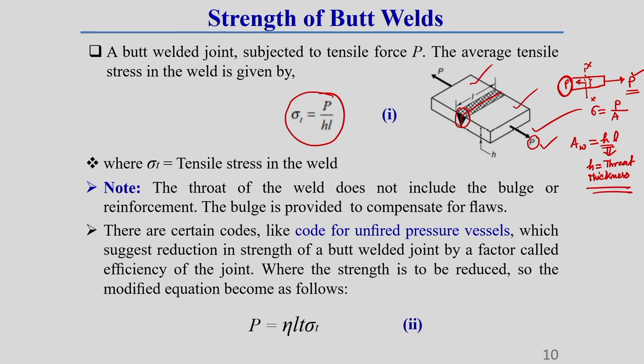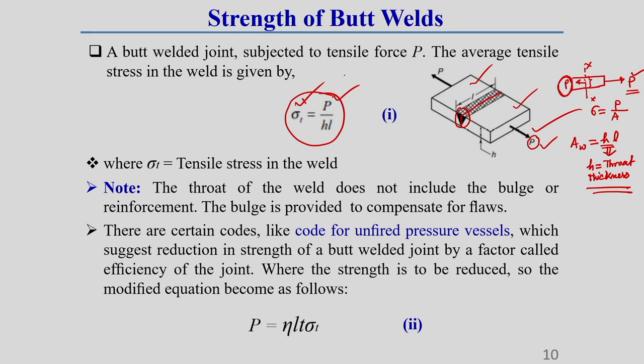If this external force is tensile in nature, then in this weld cross section there will also develop a tensile normal stress. So this tensile normal stress we can represent as sigma t, which is equal to P. This P should be the resisting force which is acting opposite to the direction of the externally applied load and whose magnitude is the same as the externally applied load. So stress is always calculated based on the resisting force developed internally in the structure due to external load.